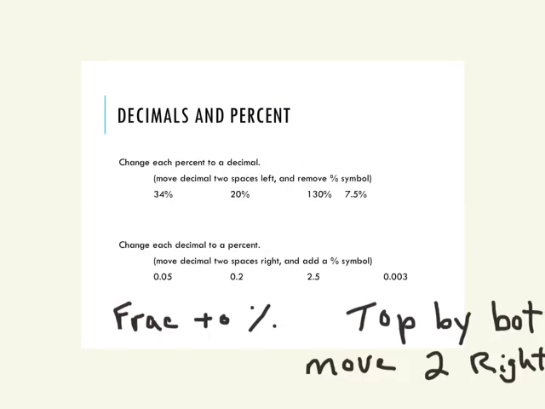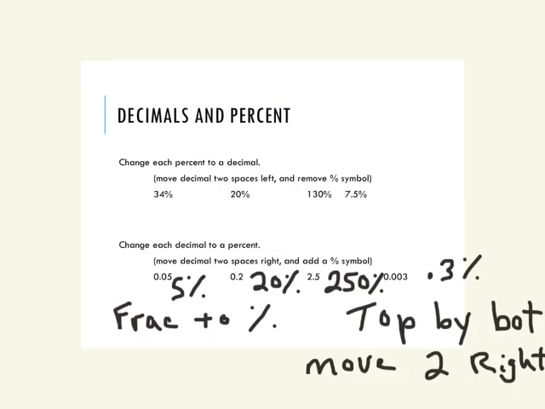To change each decimal to a percent, and this is a very important one, you move the decimal 2 spaces to the right and you add a percent symbol. So 0.05 would be 5%. 0.2 would be 20%. 2.5 would be 250%. 0.003 would be 0.3%. So to change a decimal to a percent, you move the decimal 2 to the right.